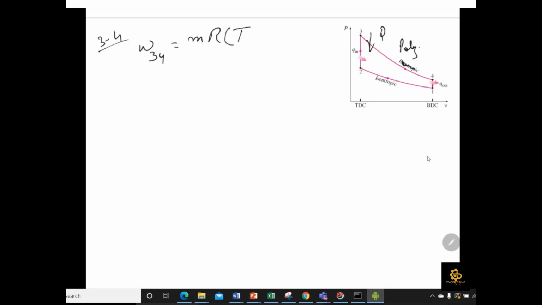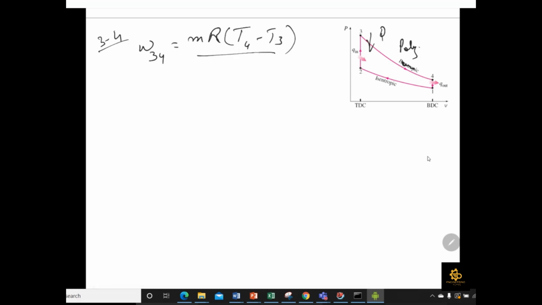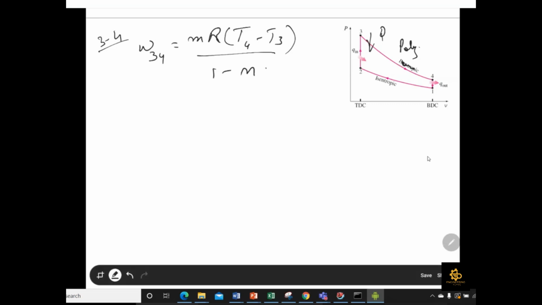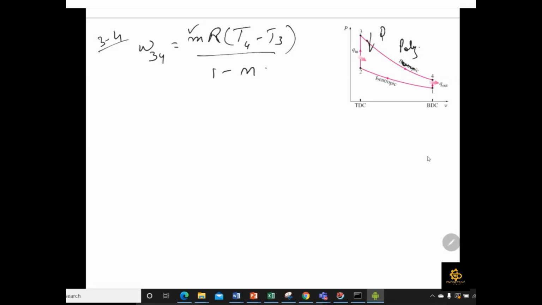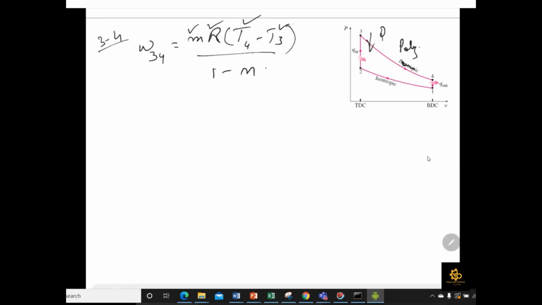mR times (T4 minus T3) over (1 minus your polytropic index). Okay, and it is mentioned in your question that the polytropic index value is n equal to 1.35. So now the question is you have to find m. R is taken from your thermodynamic table; you can find its value in your A2 table. T4 I think is given in your question, because it is mentioned that at the end of the polytropic expansion process the temperature is 800 Kelvin. Okay, so T3 you have to find, and this n is mentioned in your question as well.